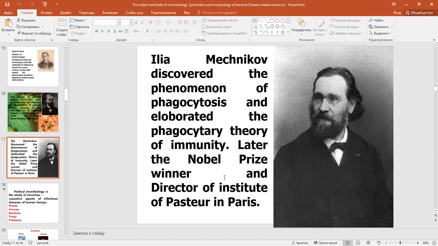Until now, we know that there are two kinds of immunity in the human body, cellular immunity and humoral immunity, mediated by immunoglobulins. Both of them are specific factors of immunity in the human body. So this is the introduction, history of microbiology.